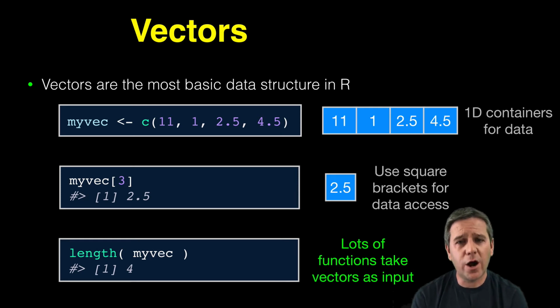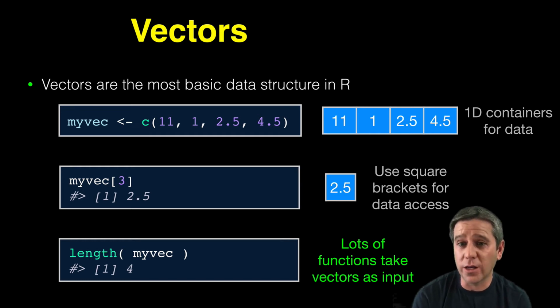Now, there are lots and lots of functions that take vectors as inputs. For example, I'm calling the length function on that input vector, and it'll tell me how many elements are in the vector, or in other words, how long it is. How many little buckets there are in it. In this case, it's of length 4. There were 4 entries in this vector.